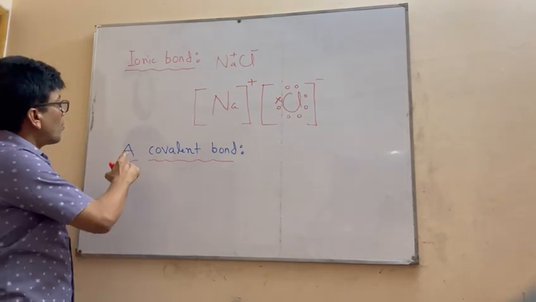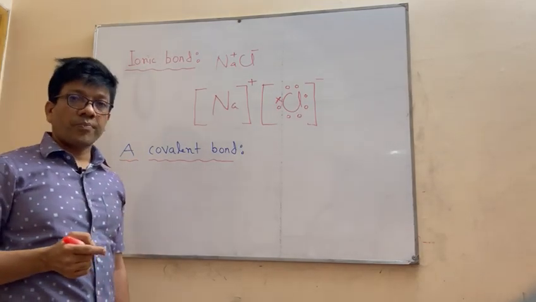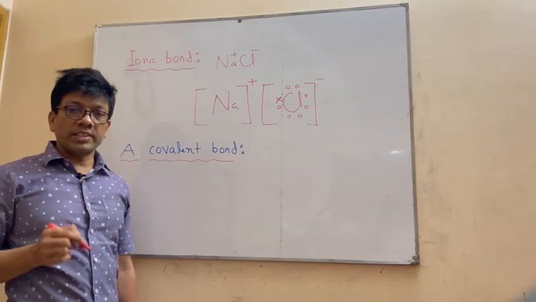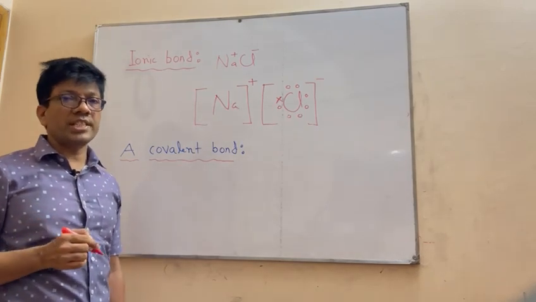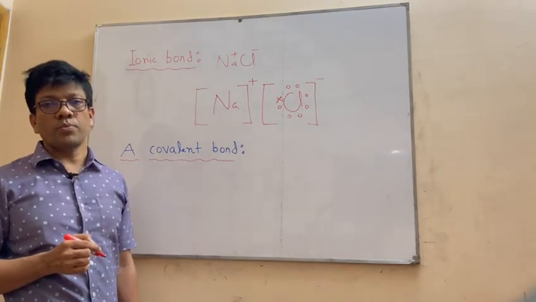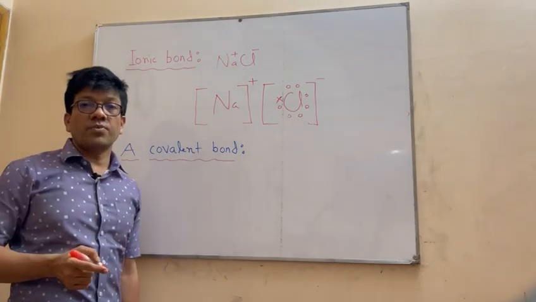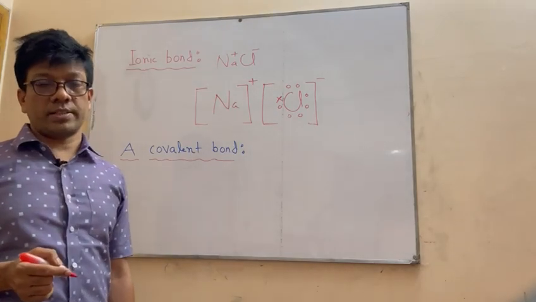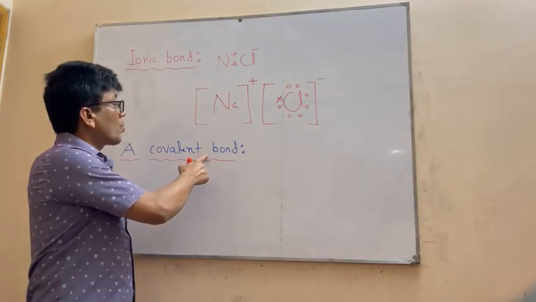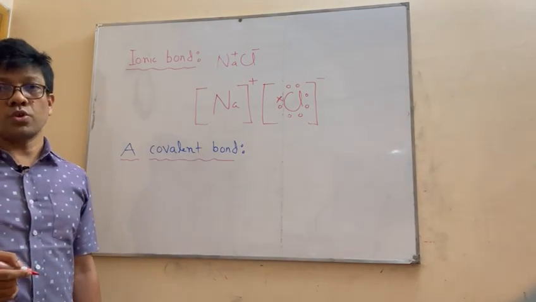Now what is covalent bond? A covalent bond is the attraction between shared pair of electrons and nuclei of atoms of two non-metals, and covalent bond is formed between two non-metals, and covalent bond forms by the sharing of electron between two non-metals.